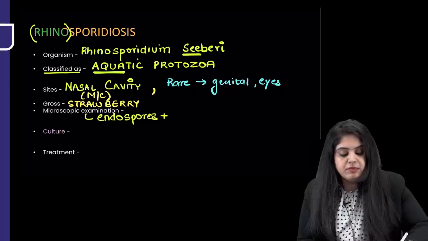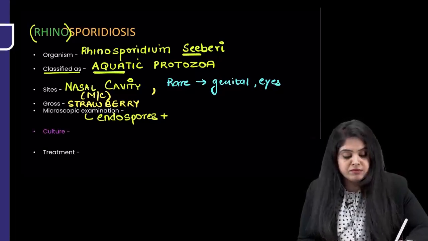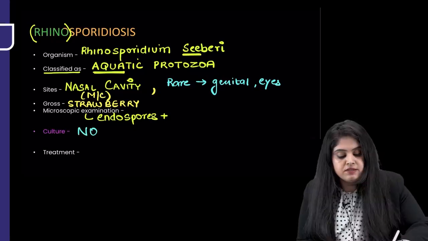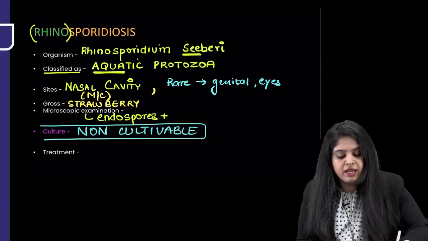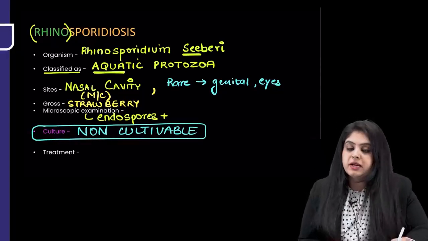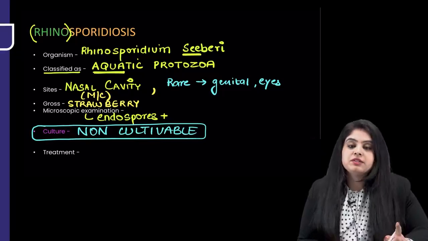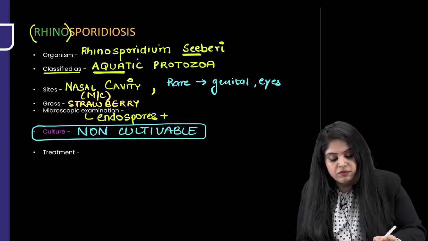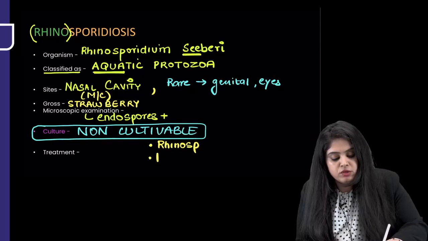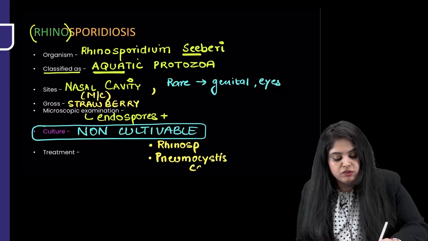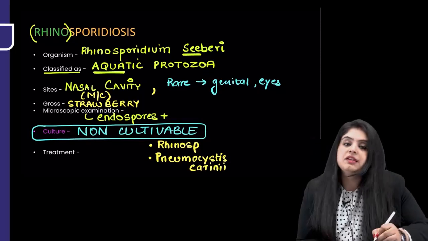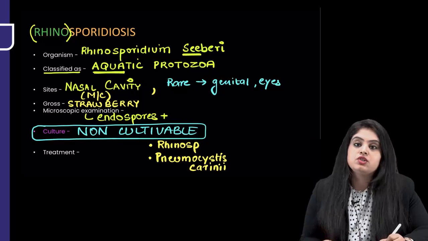Next, you'll ask me the culture media, and that is where the trick in the story comes. This is non-cultivable, which is a question that has come so many times in the previous year papers. This is a non-cultivable organism. In fact, let me tell you, in the entire mycology, there will be two organisms that are non-cultivable. One of them is put up in front of you, that is rhinosporidiosis, and the other one is going to be Pneumocystis jirovecii or Pneumocystis carinii. So yes, Pneumocystis carinii also will have the same answer, that it cannot be grown on any culture media.